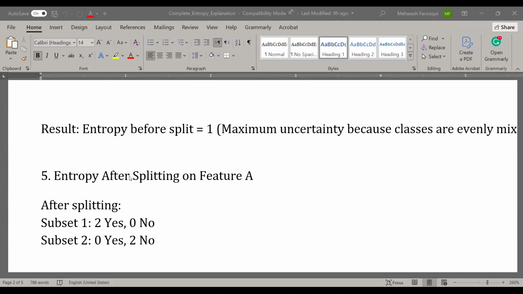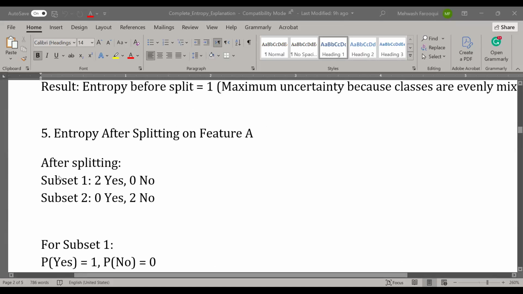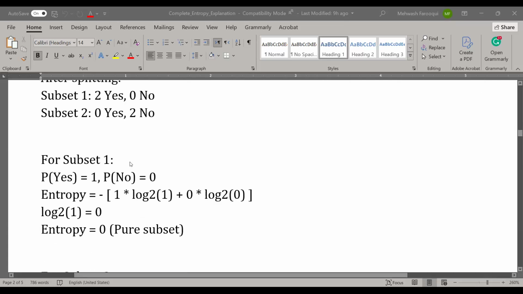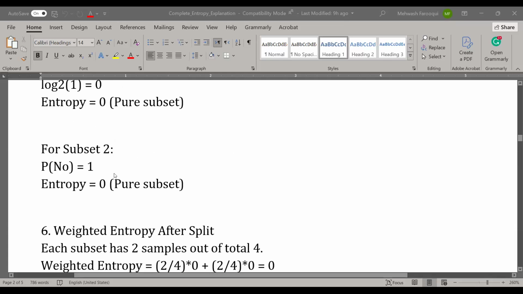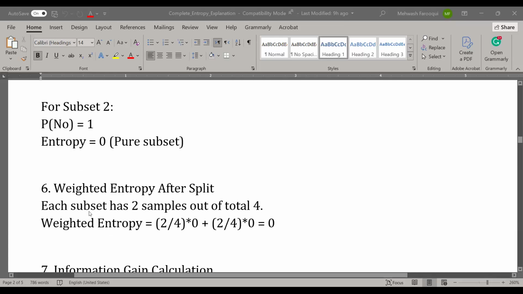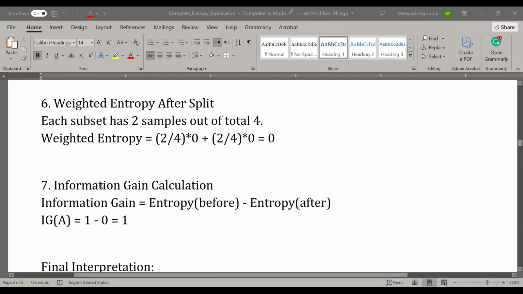Now, entropy after split. So now we are splitting on the feature. Okay, what was the feature? Yes and no. So what is the first subset? 2 yes, 0 no. And the other is 0 yes, 2 no. So I am calculating the entropy of subset 1, which is 0. I am calculating the entropy for subset 2, which is also 0. So now I am calculating the weighted entropy after split. I am getting 0 here. Now I am going to calculate the information gain, IG. It will be the entropy before minus the entropy after splitting. It will be 1 minus 0 equal to 1.